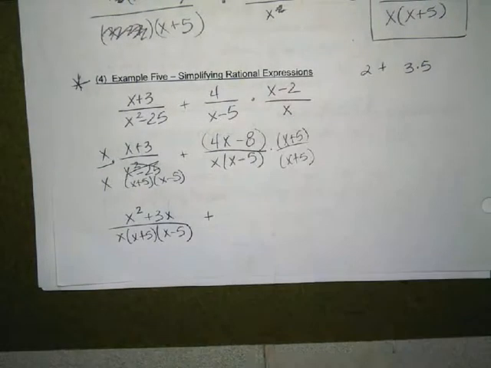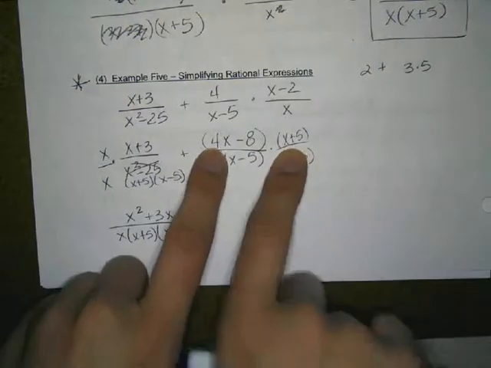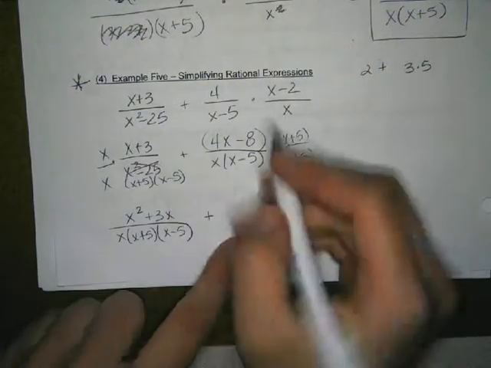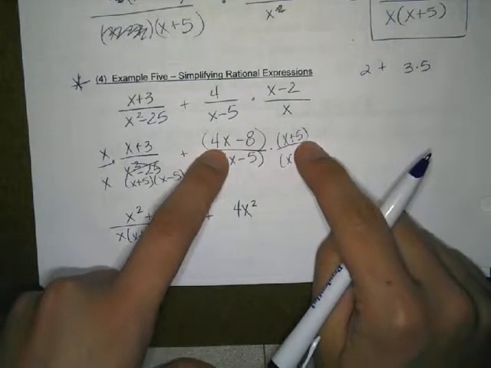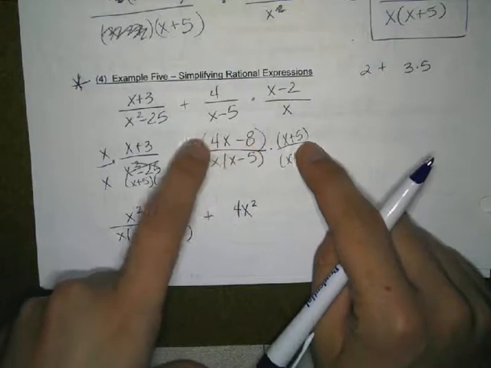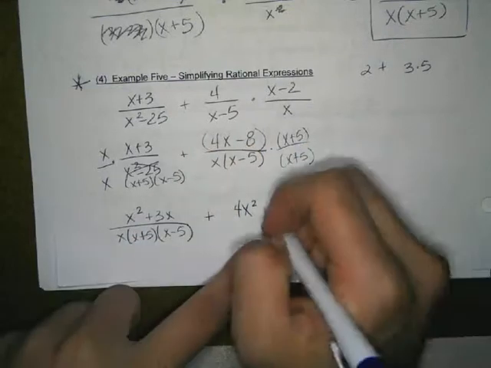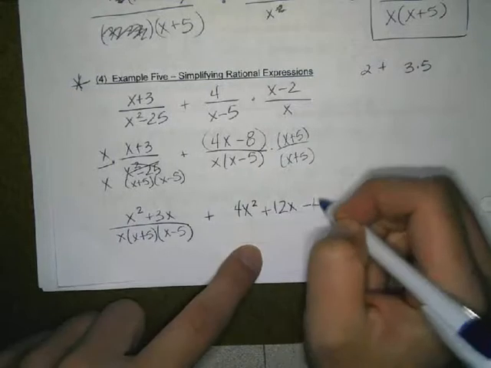So we can do this and simplify at the same time. So 4x times x gives me 4x squared. My outer gives me 20x. My inner gives me what? Negative 8x, so 20x minus 8x gives me 12x. And the negative 8 times 5 gives me negative 40.